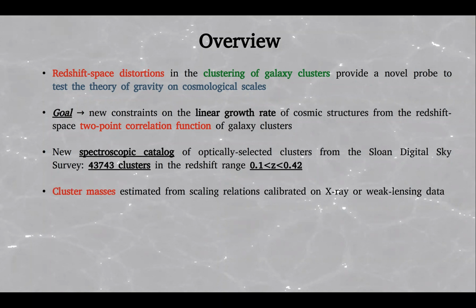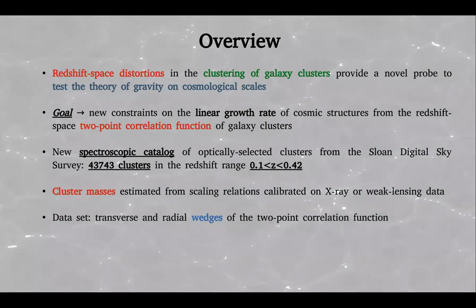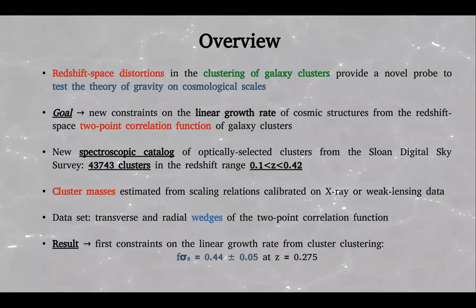One of the big advantages of using clusters is that we have also the possibility to measure masses, and we did it through scaling relations calibrated with X-ray and with lensing data. The data set at the end is given by transverse and radial wedges of the 2-point correlation function. All of this I'm going to describe. The result of the analysis is a first constraint on the linear growth rate from cluster clustering, which is the first ever constraint from cluster clustering alone. And this is the result, which is perfectly or almost perfectly consistent with the general relativity predictions.